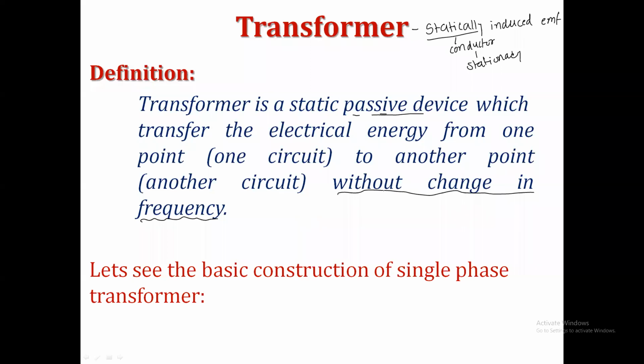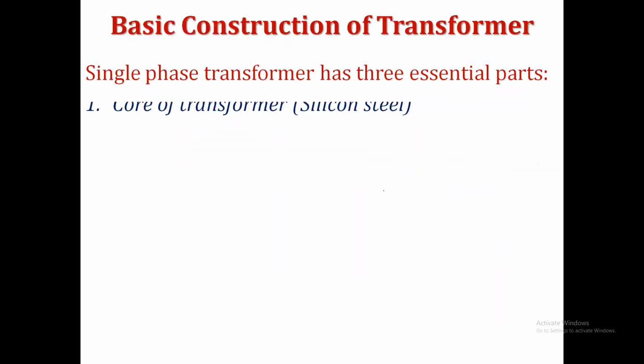And now let's see the basic construction of a transformer. In the basic construction, the transformer consists of three essential parts. What are these three essential parts? Number one is the core of the transformer. This core is made up of silicon steel material. Why is this material selected to prepare the core? Because the transformer is an example of a magnetic circuit.